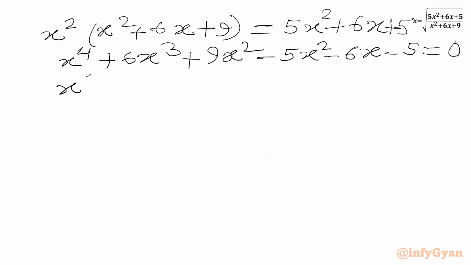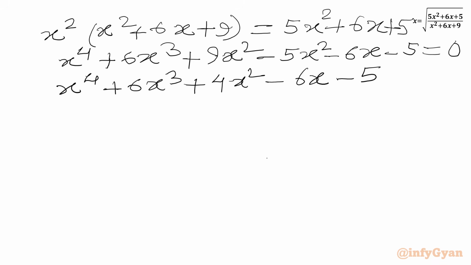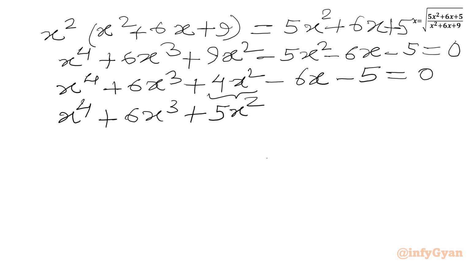Or we'll be getting x power 4 plus 6x cube. 9 minus 5 is 4, so we'll write plus 4x square. Then minus 6x, then minus 5 equal to 0. Now we will write 4x square as 5x square minus x square. X power 4 unchanged, plus 6x cube plus 5x square minus x square, then we have minus 6x minus 5 equal to 0.